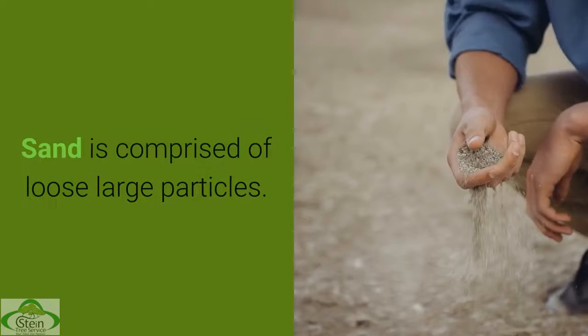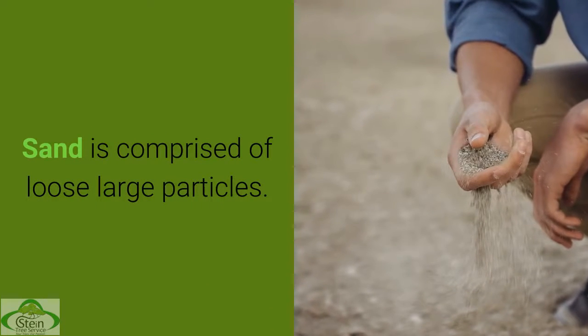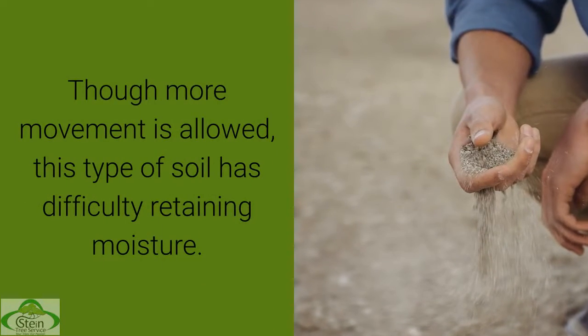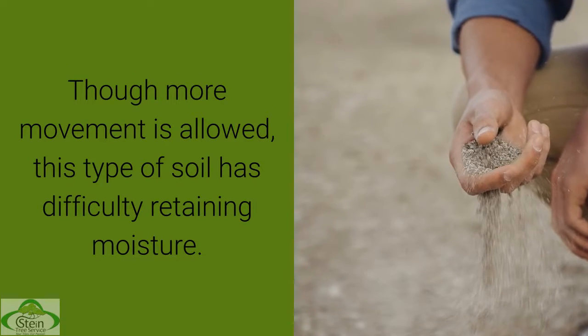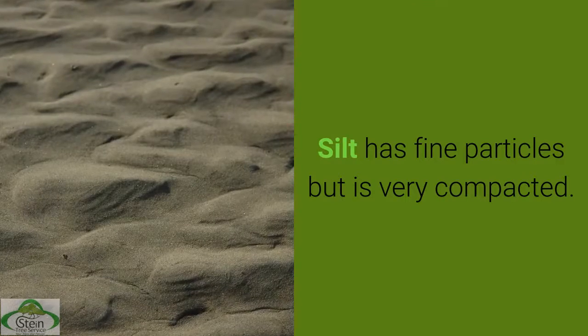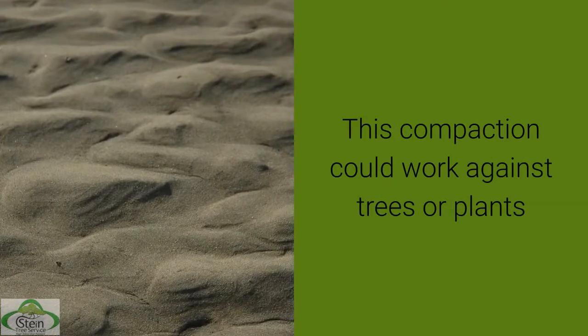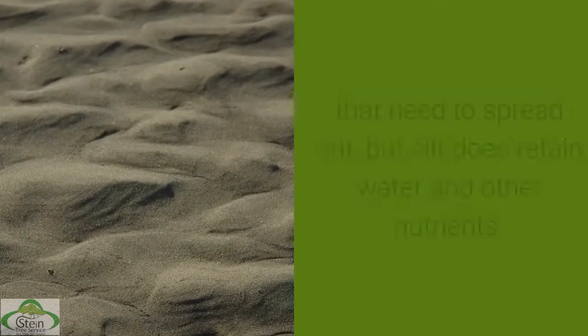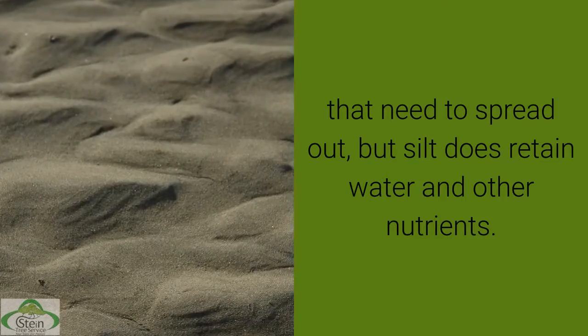Sand is comprised of loose, large particles. Though more movement is allowed, this type of soil has difficulty retaining moisture. Silt has fine particles but is very compacted. This compaction could work against trees or plants that need to spread out, but silt does retain water and other nutrients.